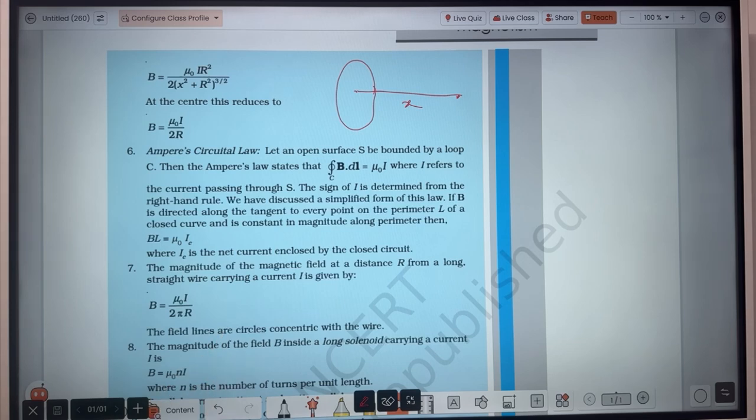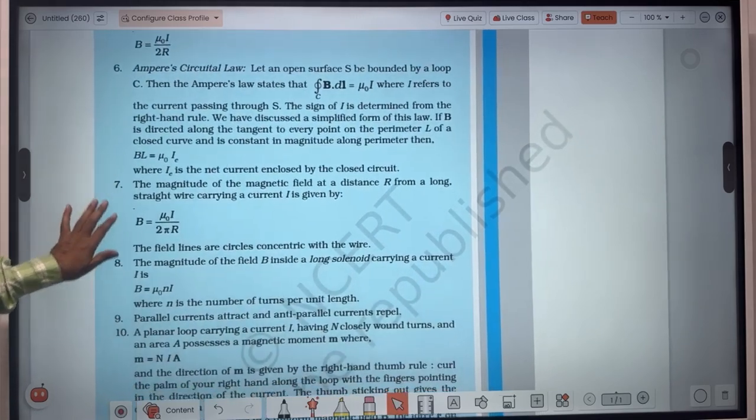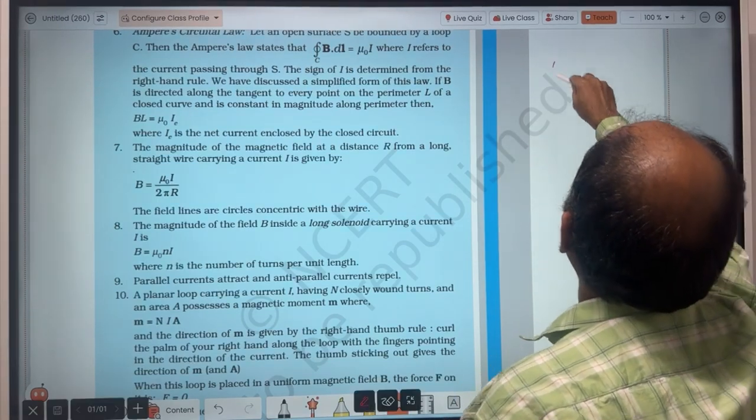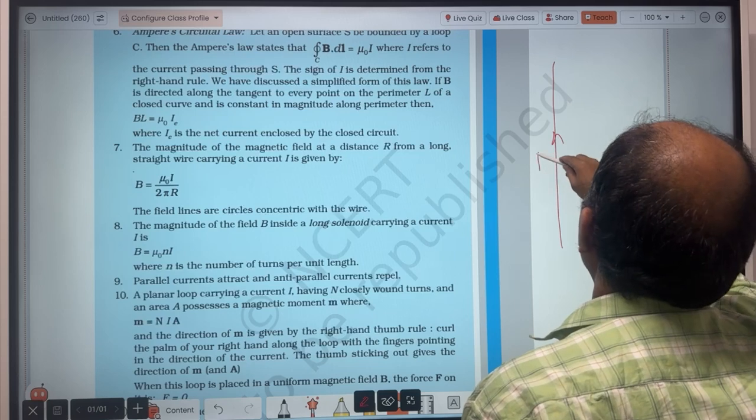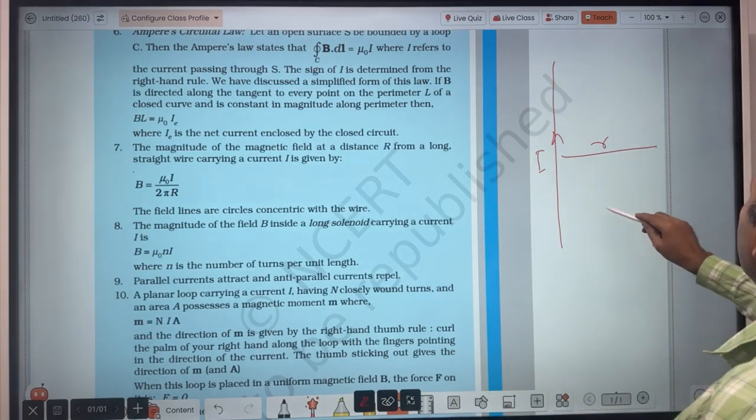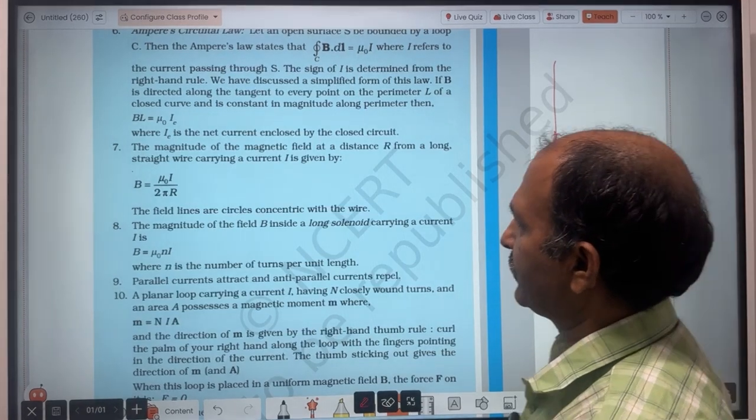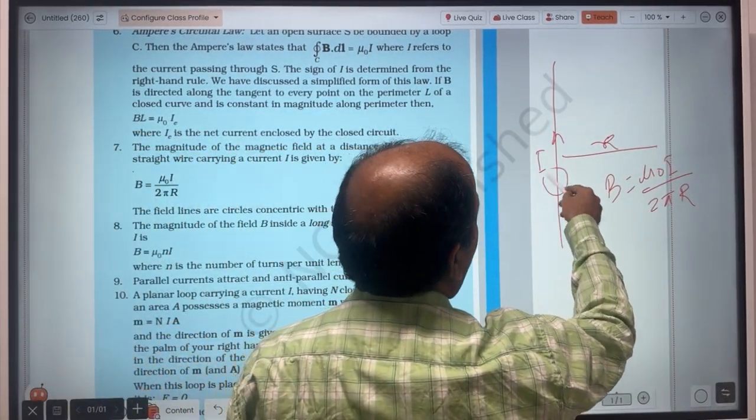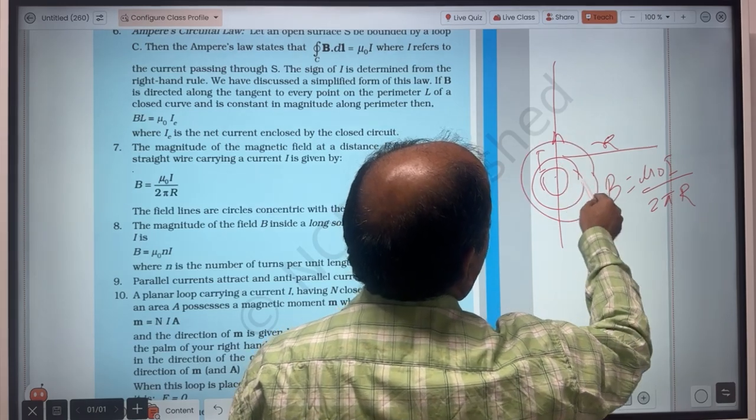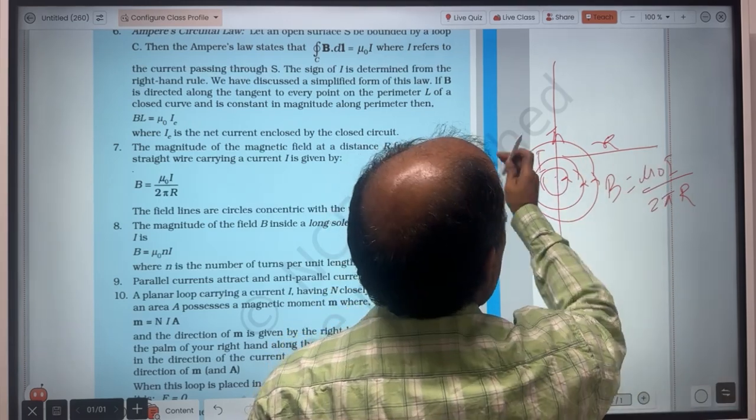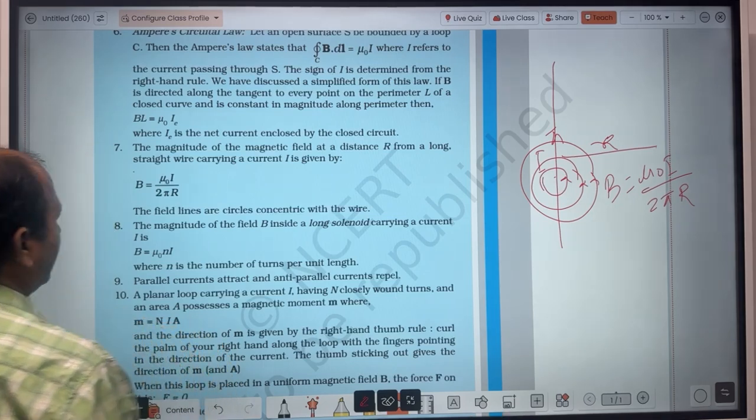Then the magnitude of the magnetic field at a distance r from a long straight wire carrying current I is given by. So this is another important result: if you are given an infinitely long wire that carries current, and at distance r you want to find the magnetic field, then B is given by mu naught I divided by 2 pi r. So this thing you have to memorize. And here the field lines will be concentric circles, right? Direction of field: if current is in the upward direction, then here the field will be perpendicular down, here the field will be perpendicular up, etc. So that you can easily understand.